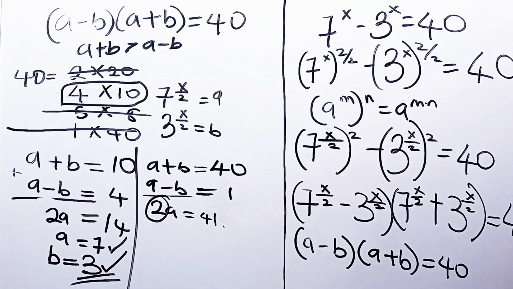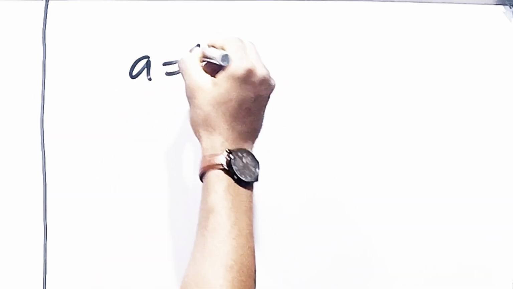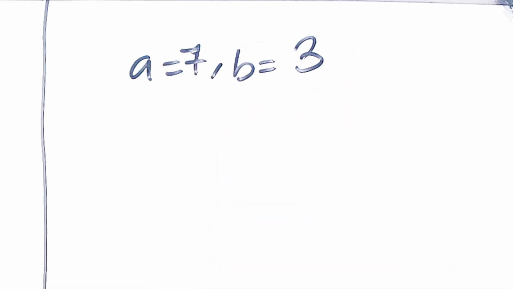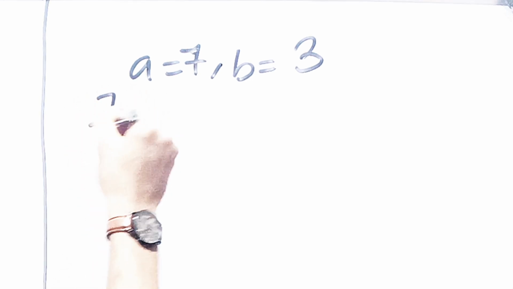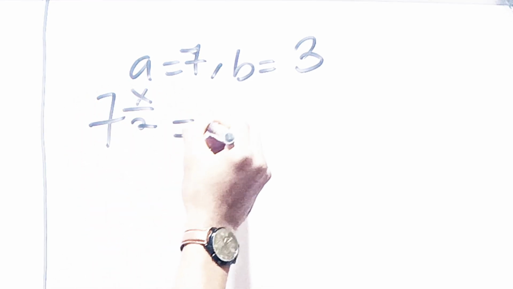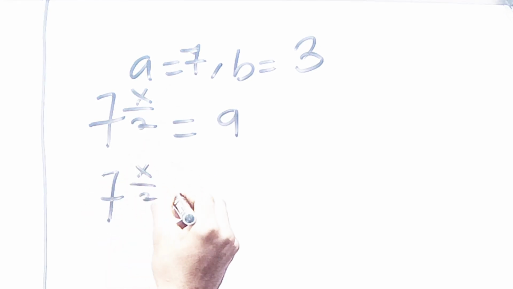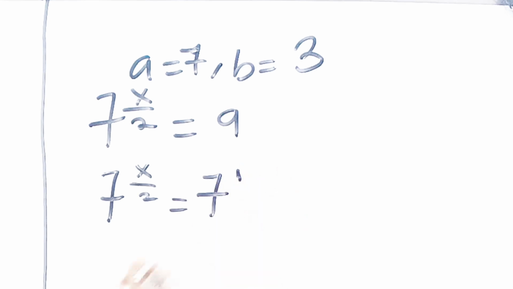Hence the only answer that satisfies this equation is this answer, which says that a plus b is 10 and a minus b is 4, giving that a is 7 and b is 3. Okay, let's now apply a to be 7 and b to be 3 in this equation to simplify further. So continuing from here, we have that our a is equal to 7 and our b is equal to 3. Okay, as we all remember, we said that 7 raised to power x over 2 is equal to a. From here, a is 7, so we have 7 raised to power x over 2 is equal to 7 raised to power 1, which is 7.